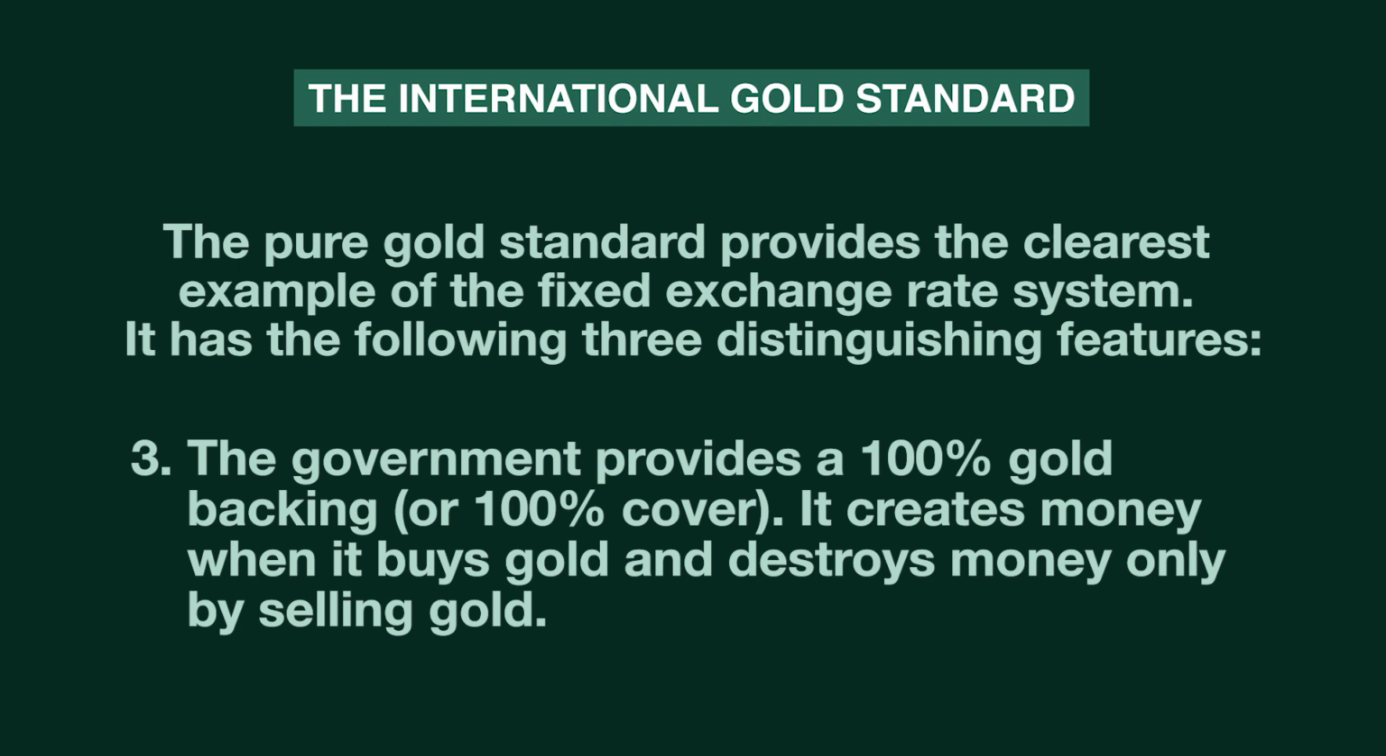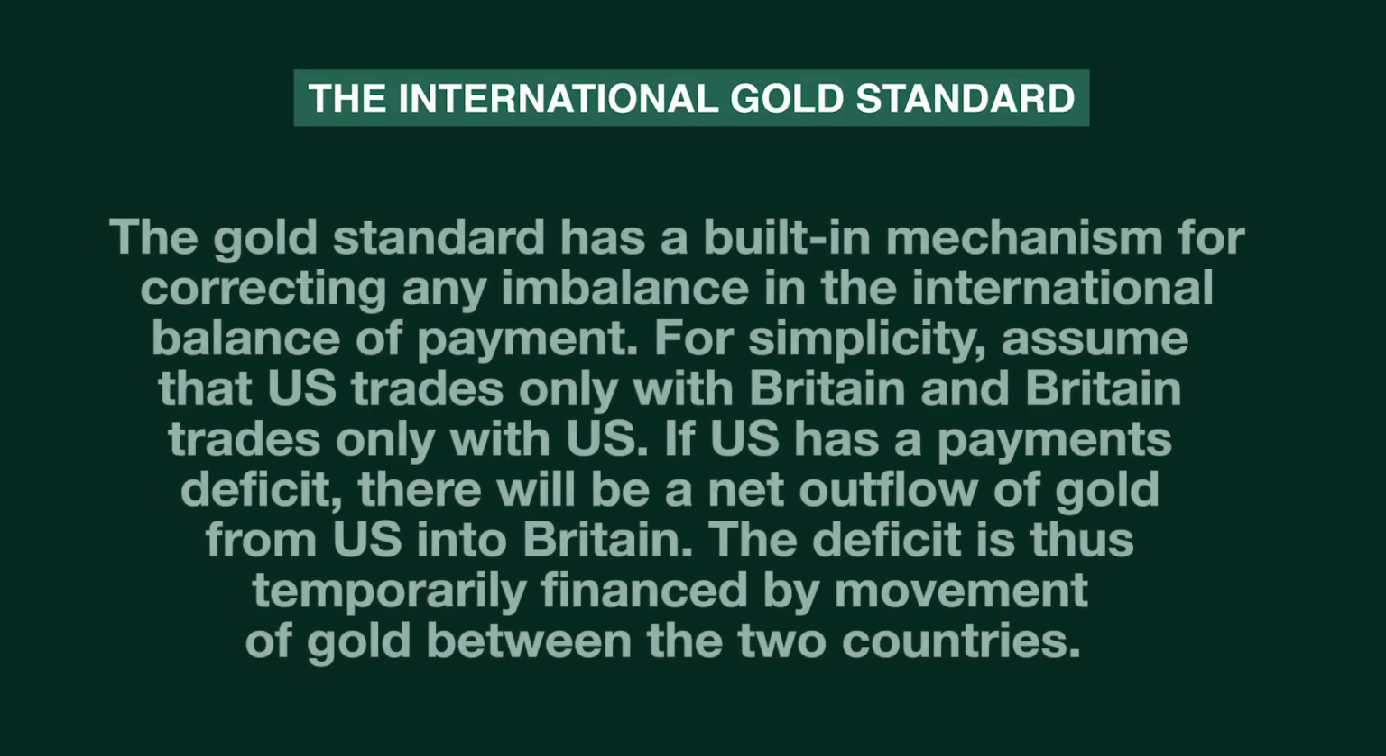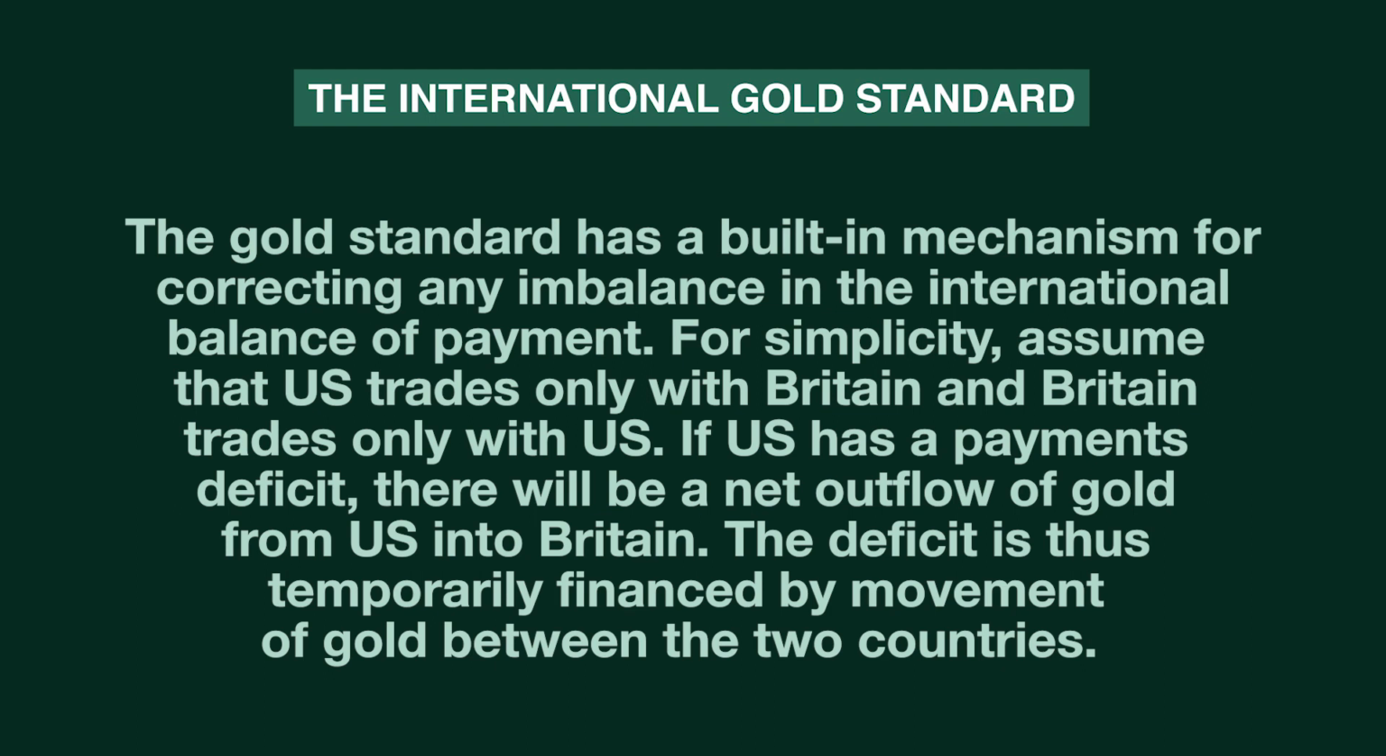Thirdly, the government provides a 100% gold backing, or what we call a 100% cover. In other words, it essentially means that it creates money when it buys gold and destroys money only by selling gold. For instance, under a 100% cover, if the public buys $100 worth of gold from the central bank, there is a 1-for-1 reduction in the stock of money outstanding. So a 1-for-1 increase in money supply takes place when the central bank buys gold for currency. So the gold standard has a built-in mechanism for correcting any imbalance in the international balance of payments.